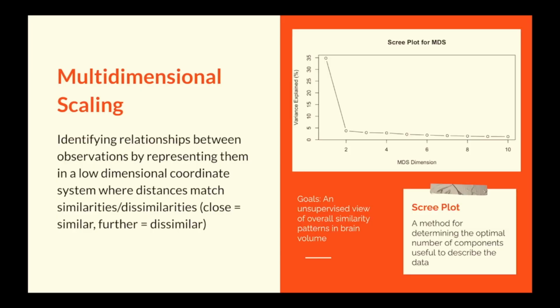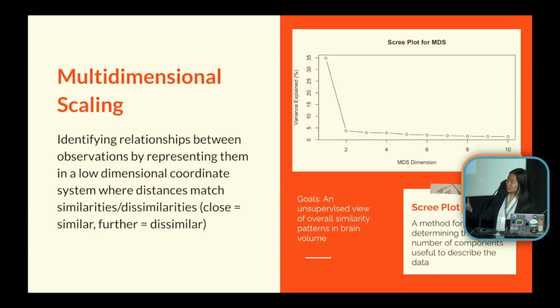We're going to first talk about multidimensional scaling. This is an unsupervised view. What we're trying to look at is the natural structure of data and whether the data sorts itself into groups. So we don't put labels or sort the data into groups beforehand. We just see how they sort themselves. I'll show a couple of graphs, and it'll be 2D because according to the scree plot, which is a method for determining the optimal number of components useful to describe the data, the elbow is at 2, so we're going to be looking at 2 dimensions.